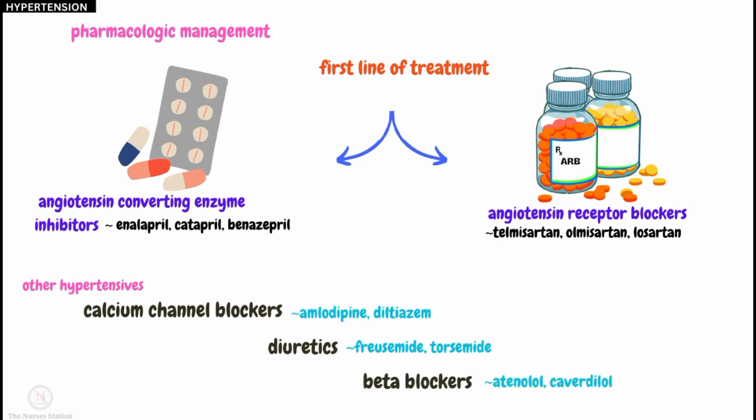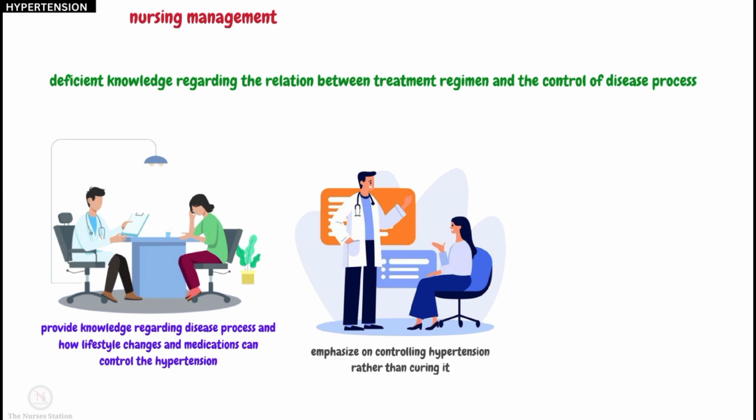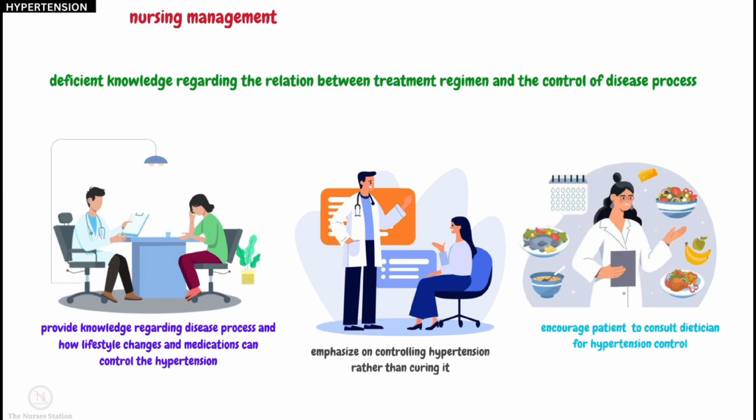other medications. Now let's talk about the nursing management of hypertension. The first nursing diagnosis is deficient knowledge regarding the relation between treatment regimen and the control of disease process. The nursing interventions include providing the patient with the knowledge regarding the disease process and how lifestyle change and medications can control the hypertension. Emphasize the concept of controlling hypertension rather than curing it. Encourage the patient to consult a dietitian to develop a diet plan for improving nutrient intake and for weight loss.